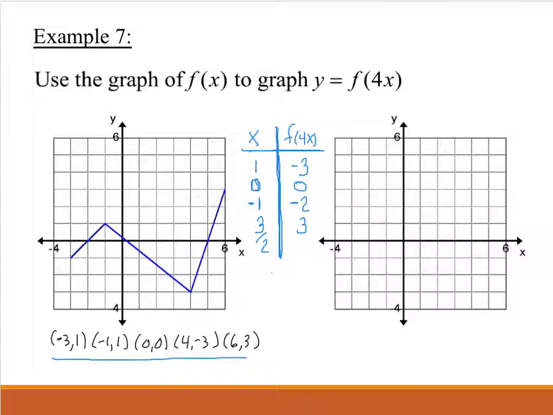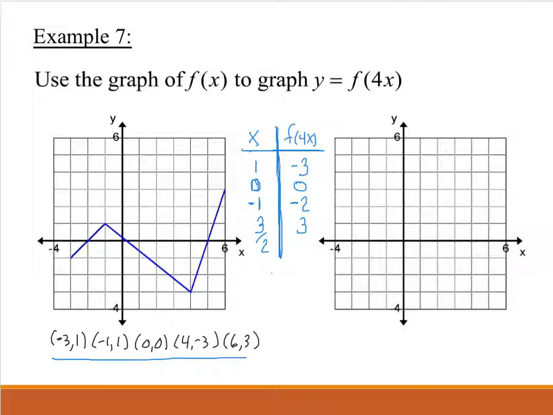Now, what we can do is we can divide the x value of each ordered pair of the original graph by 4, and when we do that, we will get the x values for the new function. So when we divide -3 by 4, we would get -3/4. If we divide -1 by 4, we get -1/4. If we divide 0 by 4, we get 0. If we divide 4 by 4, we get 1. And if we divide 6 by 4, we get 3/2.